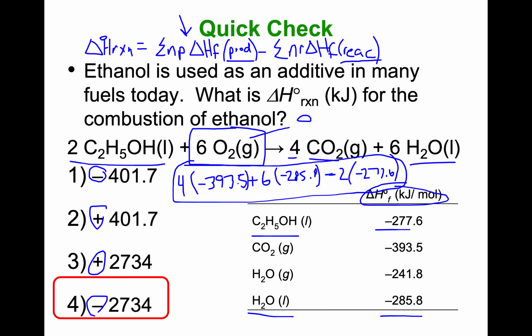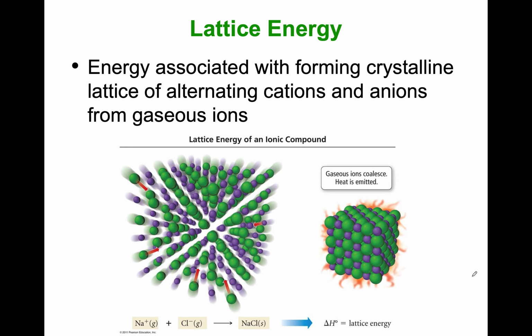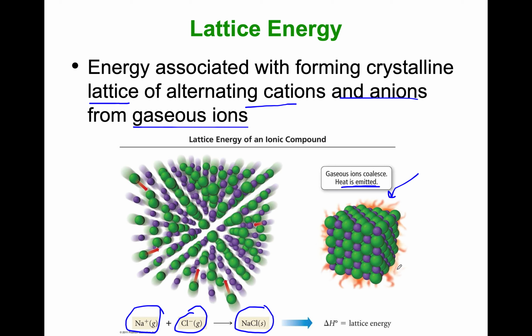And that is lattice energy. Again, Hess's law is coming in. But what we need to know first is that lattice energy is the energy associated with forming the crystalline lattice, cations and anions, from the gaseous ions. What does this mean? Gas ion plus gas ion equals a solid, and then just look at this glowing. Okay, that should tell you this is exothermic. Heat is emitted. So delta H of lattice is exothermic because the ions in the gas phase all come together to form the solid.